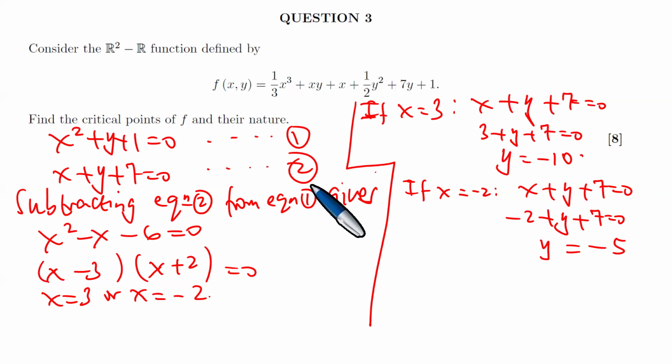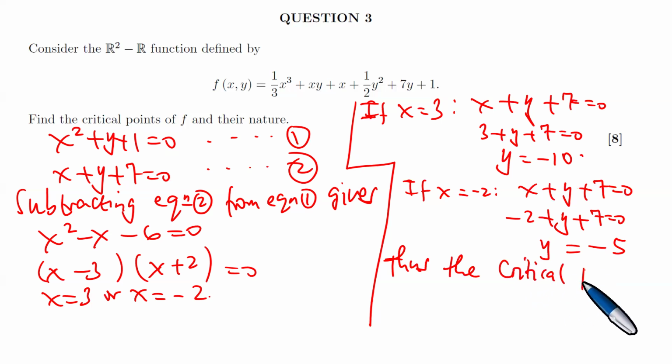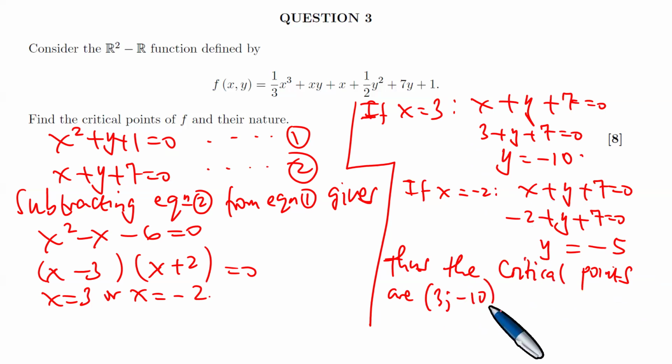So what is the meaning of this? Well, it means that the critical points, there are two of them. When x is 3, y is minus 10. And when x is minus 2, y is minus 5. Okay, now we'll continue.